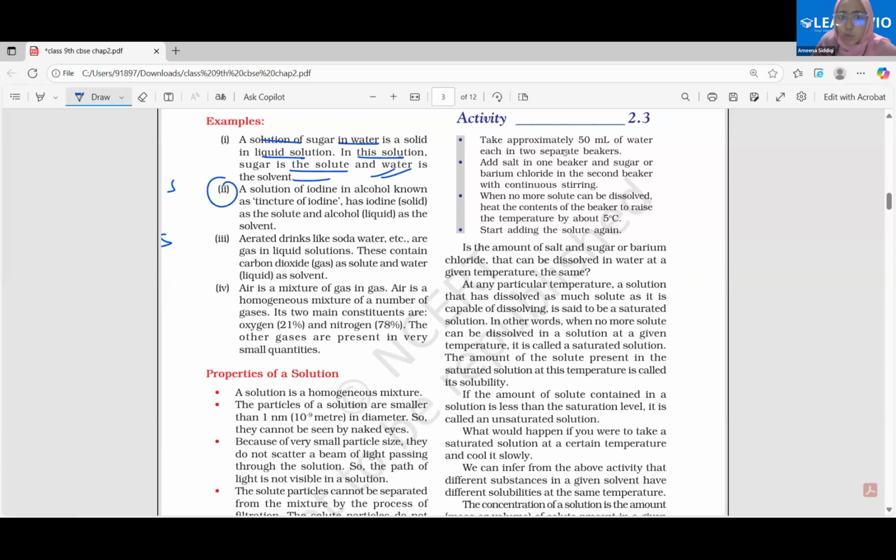Come to this point. Solution of iodine in alcohol is known as tincture of iodine. Tincture refers to alcohol. So some amount of iodine is mixed in the alcohol. Now alcohol is liquid, iodine is solid. But overall, the state of this solution will be what? Liquid. What is tincture of iodine? Is it a solution? Mithun, can you explain why we are saying that tincture of iodine is a homogeneous mixture, or why we are saying it's a solution?